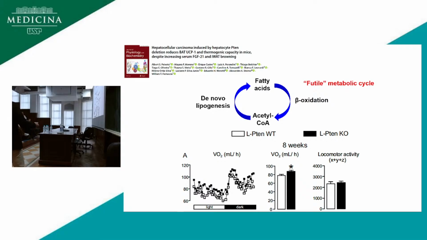So what we did next was ask, does this also impact energy expenditure? So we measured energy expenditure of these mice, and we also found an increase in oxygen consumption, indicating higher energy expenditure of PTEN-KO mice, and this was not associated with changes in locomotor activity.